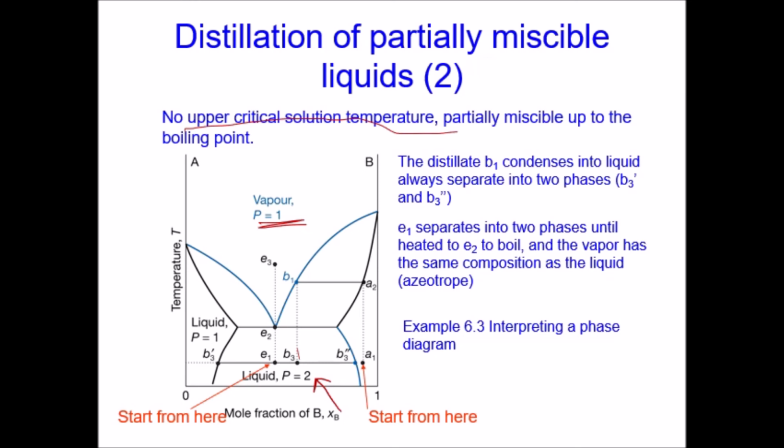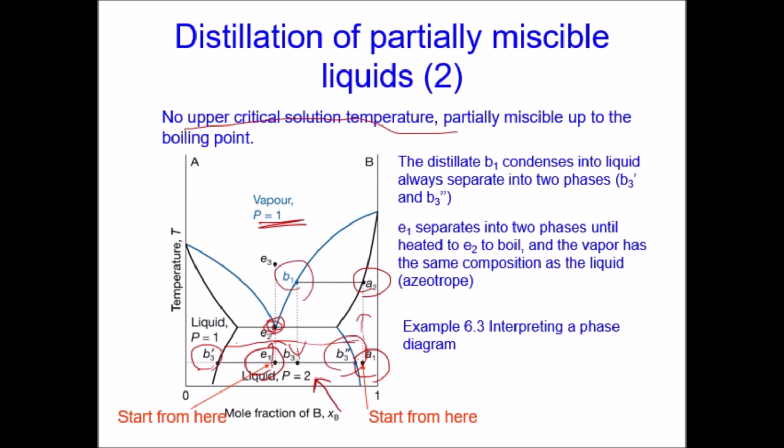So if you start with A1, just like previous slides, you see a single liquid phase, and upon heating, the temperature goes up, and A2 is when it boils, and B1 is the vapor. When you cool down to B3, you see two phases, B1 prime and B3 double prime. Now, if you start with E1, at the beginning you see two phases, B3 prime and B3 double prime, so two liquids.